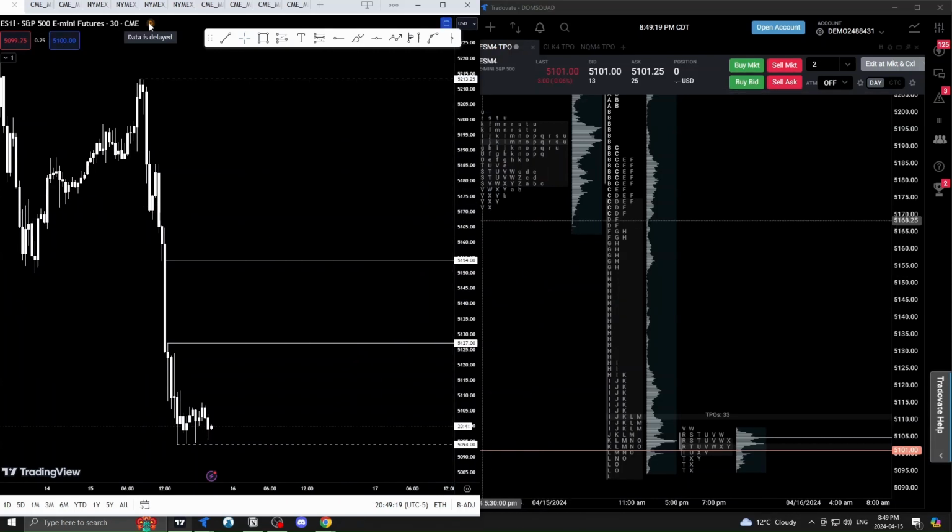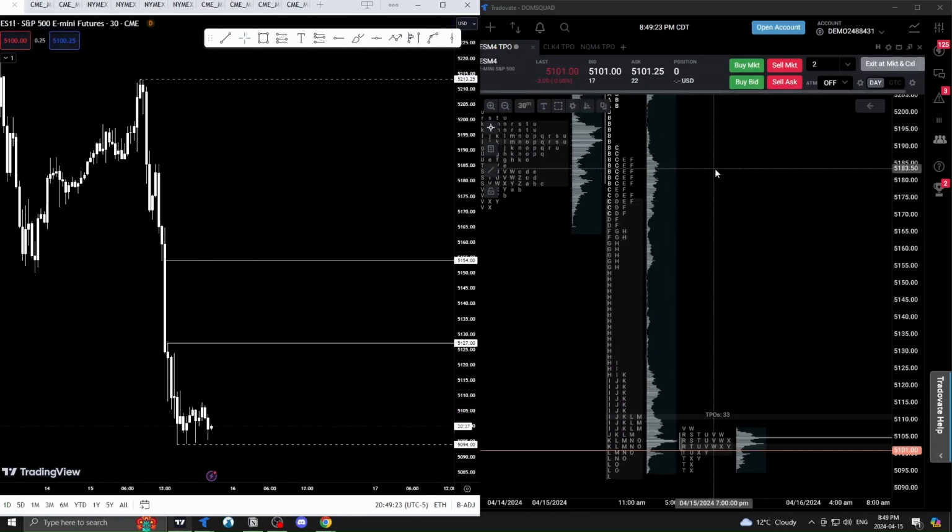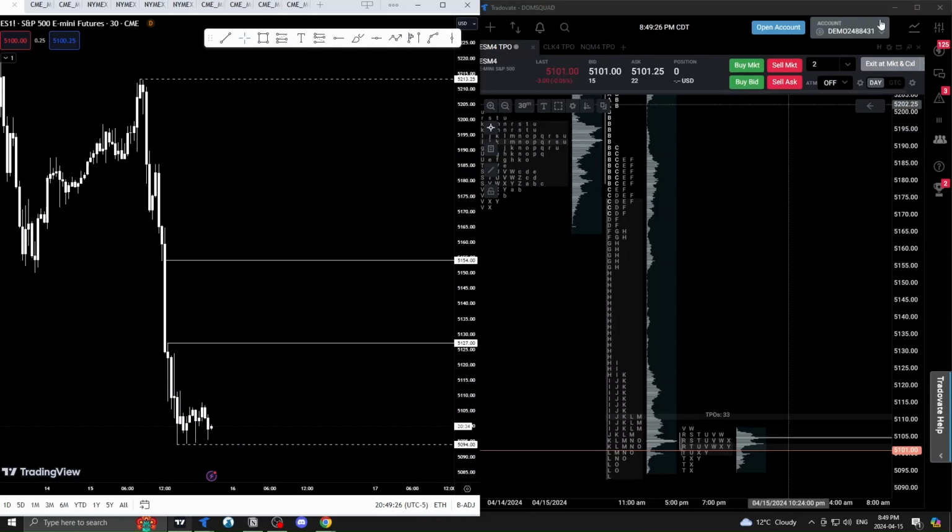Also, my data is delayed. I only use TradingView just for higher time frame. I use Tradovate for lower time frame, and this is on a demo account because I'm currently trading demo.